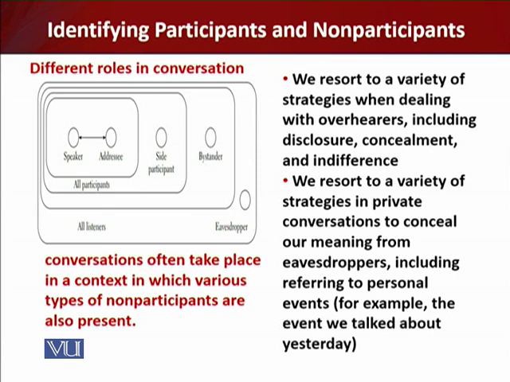Thus, although the waitress is a bystander, the intent is to disclose the information that is communicated to the dinner companion. As another example, when somebody is at the airport trying to say goodbye to loved ones, all sorts of strangers are nearby. Although we may wish to engage in some private conversation, there are many potential eavesdroppers. We resort to a variety of strategies in these kinds of situations to conceal our meaning from eavesdroppers, including referring to personal events, for example, the event we talked about yesterday.